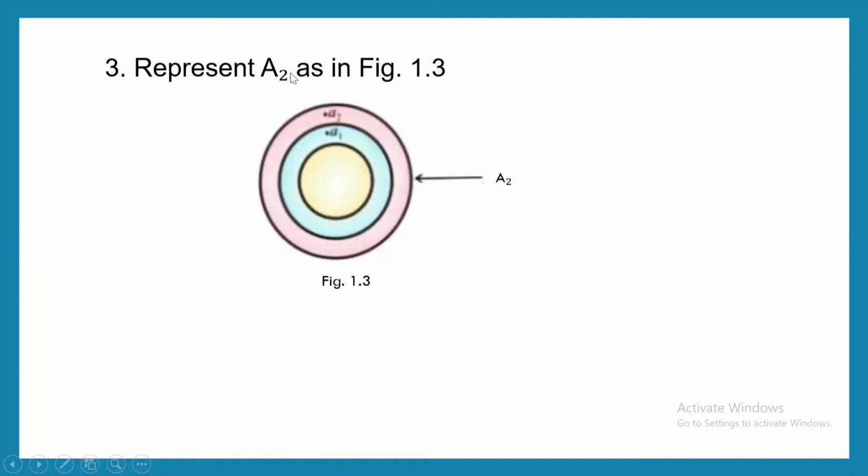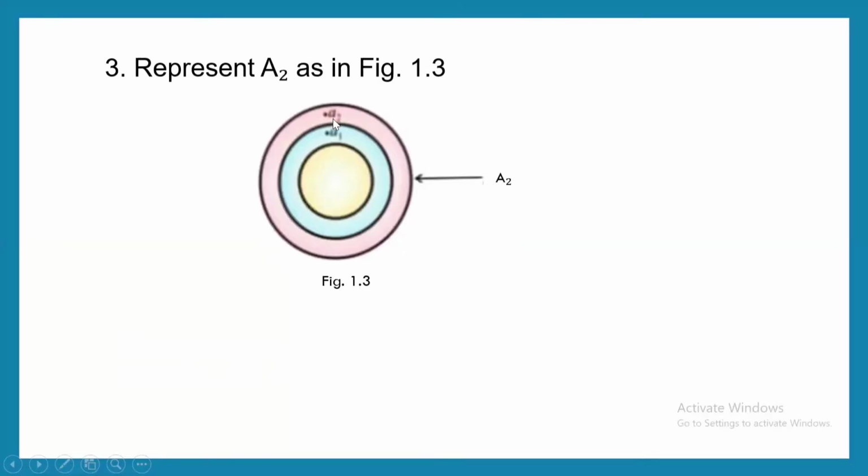Let's represent our third set A2. A2 is having how many elements? A2 is having two elements, A1 and A2. This was the empty set. This complete was representing A1. And the outermost shell, this whole thing, is representing A2, having two elements, A1 and A2.